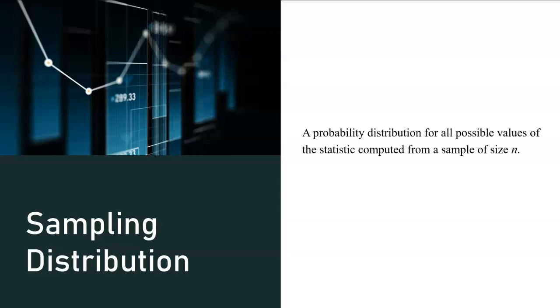Well, it's a probability distribution for all possible values of the statistic computed from a sample size of n. So now you're creating a probability distribution based on a statistic. That could be any statistic you're interested in. It could be the mean, it could be the standard deviation, it could be the median, it could be a proportion. So basically you're making a probability distribution based on that statistic with a specific sample size, okay? So each of these has one specific sample size.